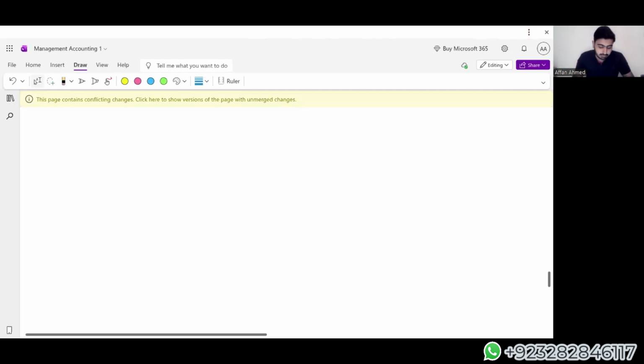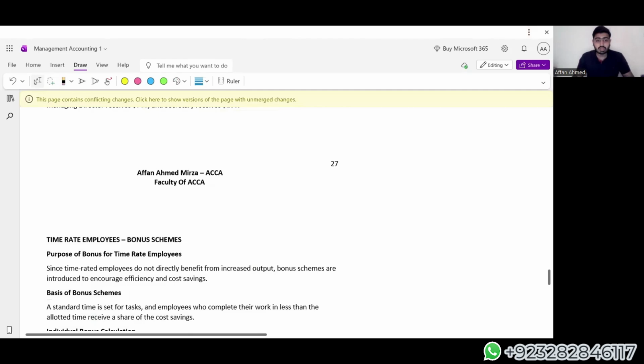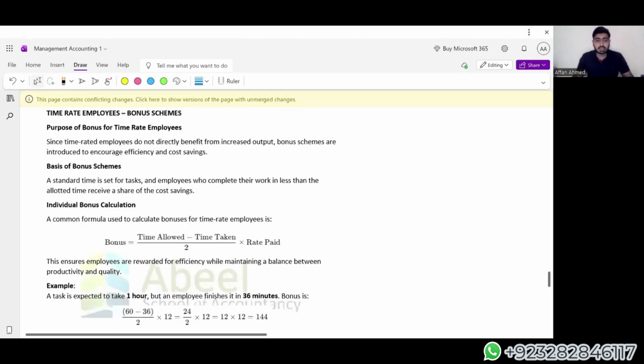Now, time rate employees bonus schemes. What is it? This is basically a scenario, a situation where we are paying the employees based on the time rated situations. Okay. Now, since time-rated employees do not directly benefit from increased output, bonus schemes are introduced to encourage them as well for cost savings. Now, there can be multiple situations.